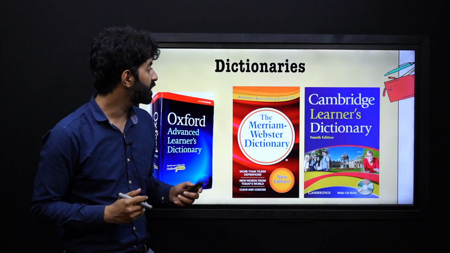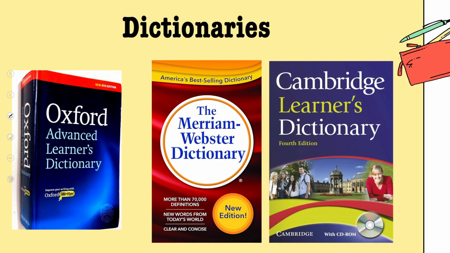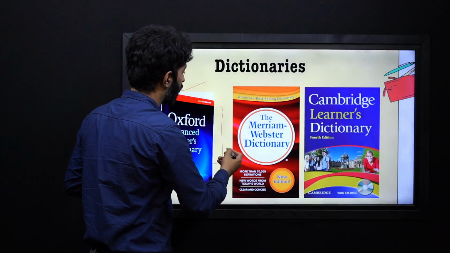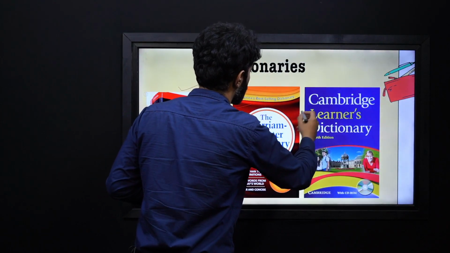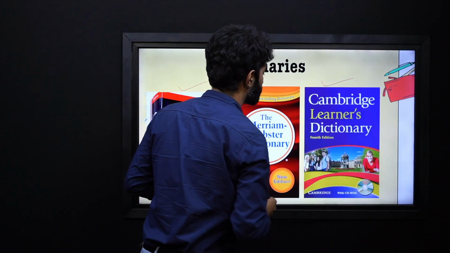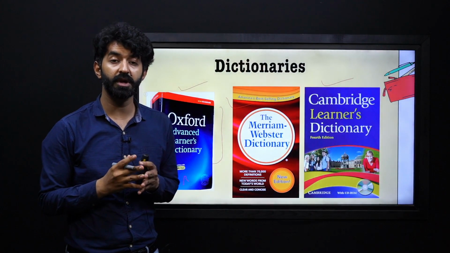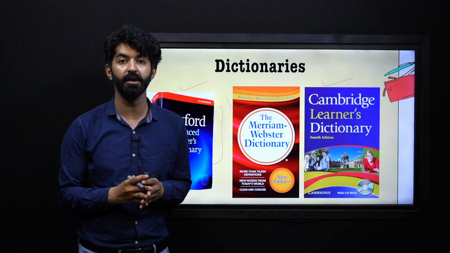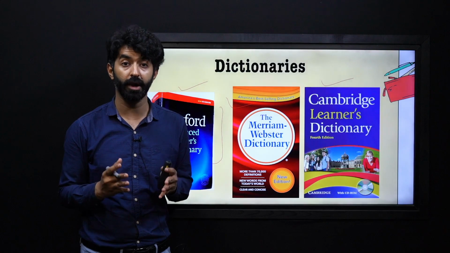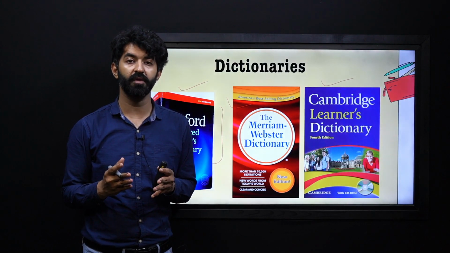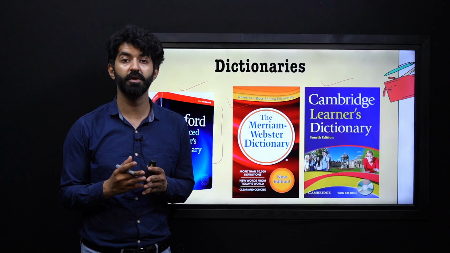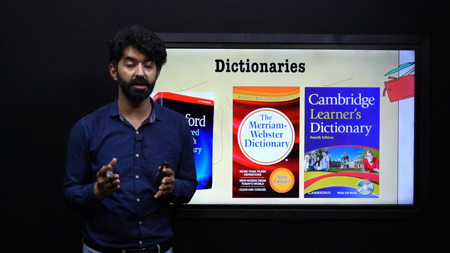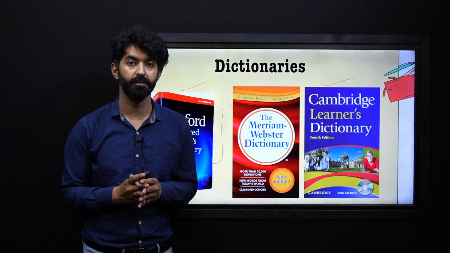Now let's see, there are different types of dictionaries. We have Oxford's Advanced Learners Dictionary, or Merriam-Webster's Dictionary, and Cambridge's Learners Dictionary. So there are different kinds of dictionaries, and they are also available in the print form and in the digital or online form. And they are also available in the print form with different sizes. I hope that you have seen a dictionary and used one before.